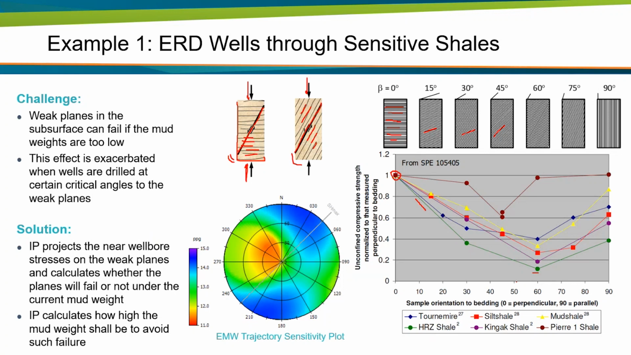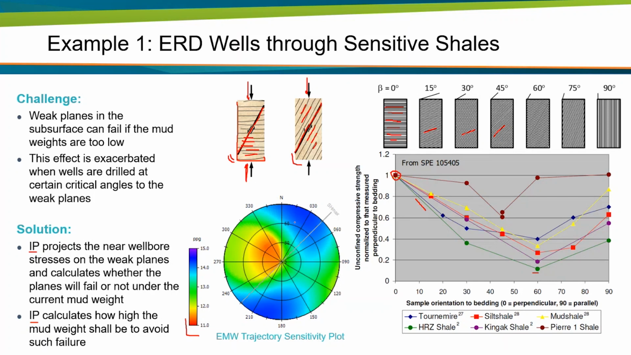Now you can imagine if you drill a well through a sensitive shale like that, then it really depends on the well angle how much mud weight you need to keep that wellbore stable and to keep those planes of weakness in check, right? And of course, you can calculate these types of things in IP. So an example of a calculation result is shown here in this colorful stereo net contour plot.